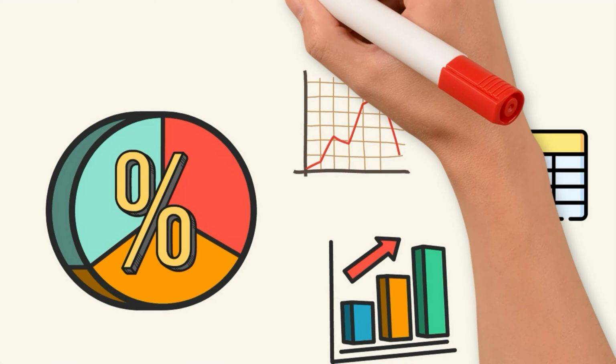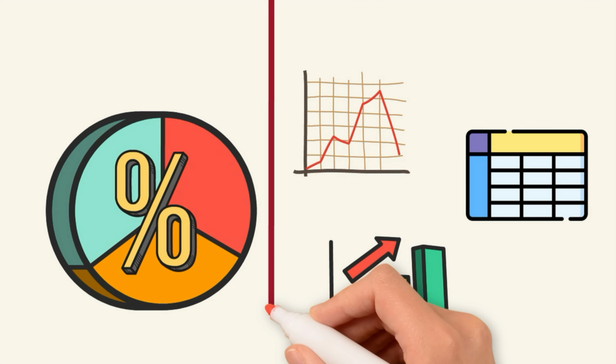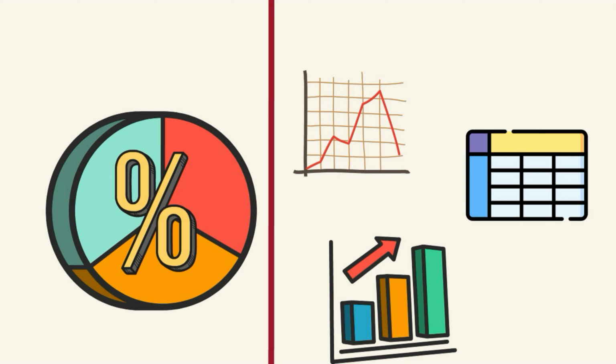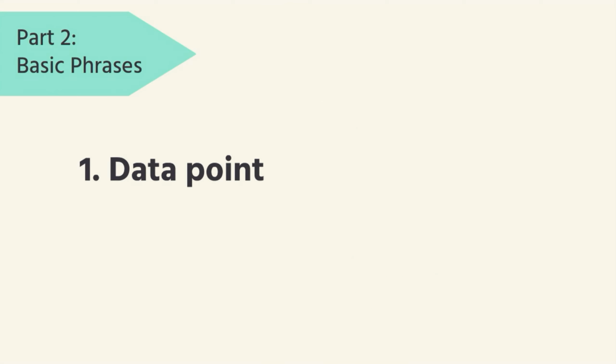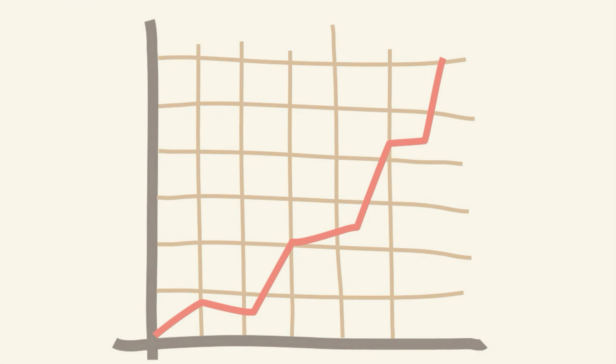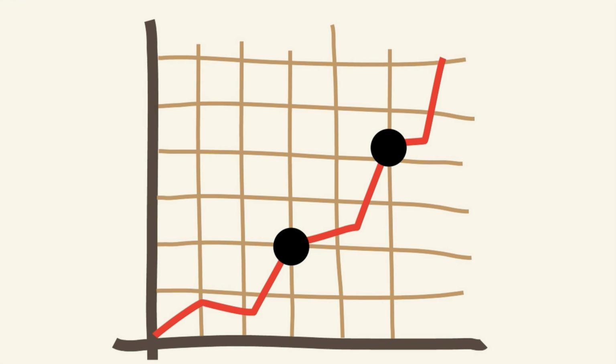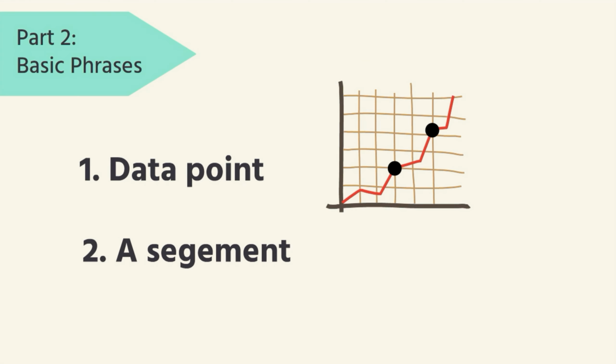Now part 2, basic phrases. Describing percentages in a pie chart is slightly different from other types of charts. There are 2 main ways to describe percentages. First, describe as a data point. Second, describe as a segment.